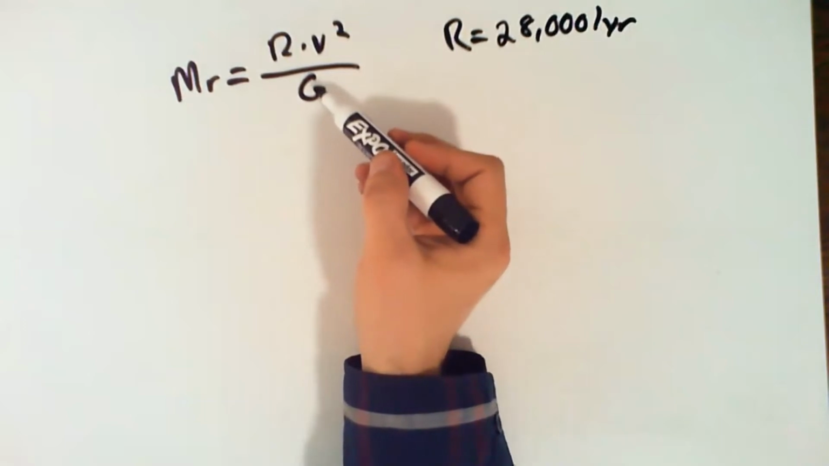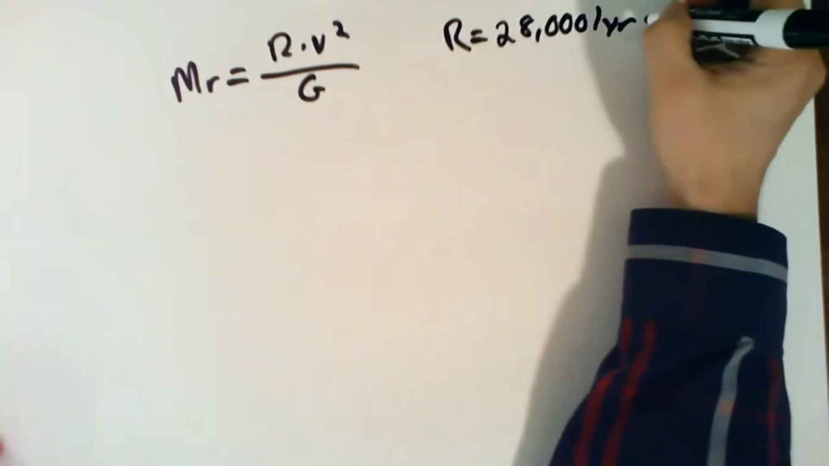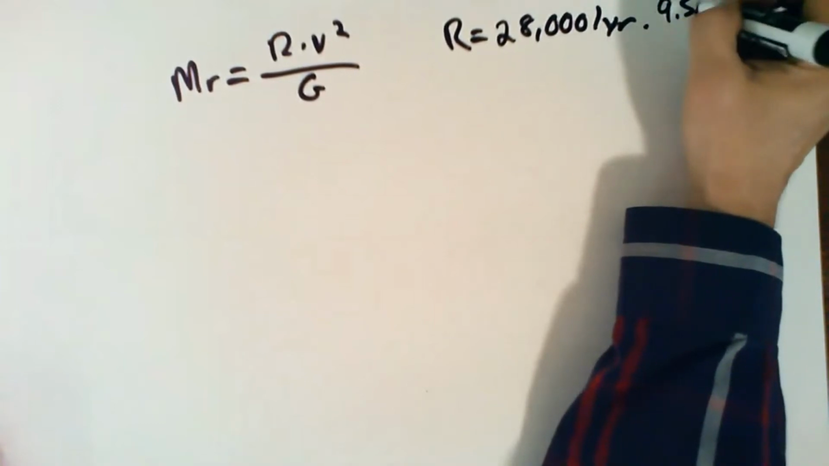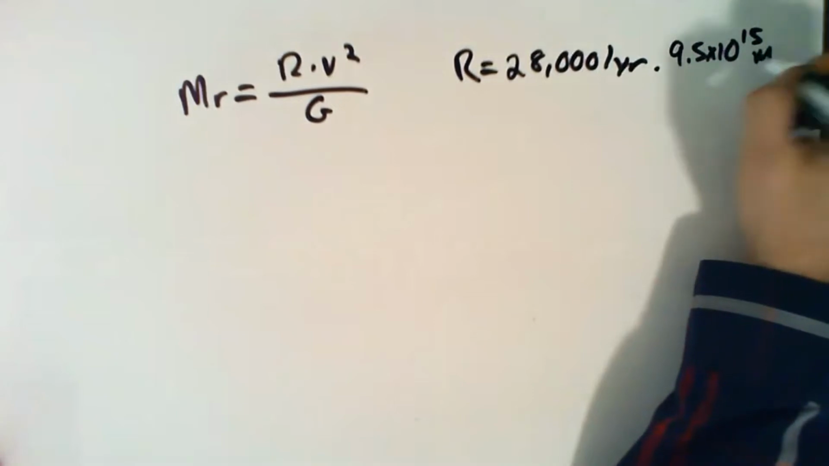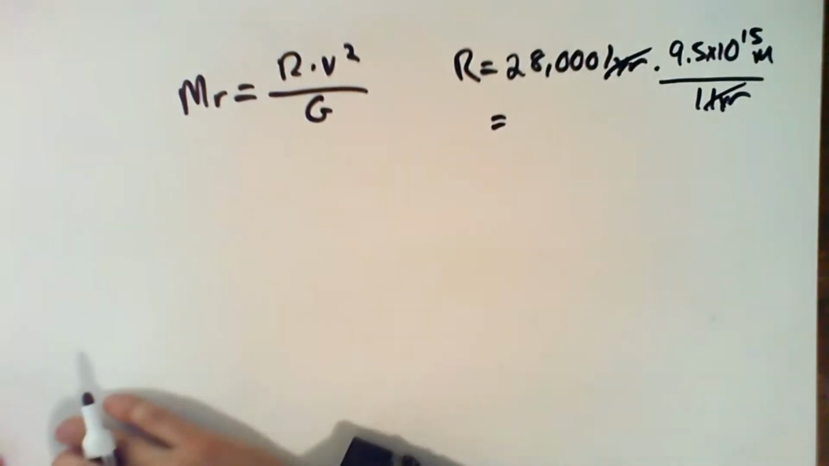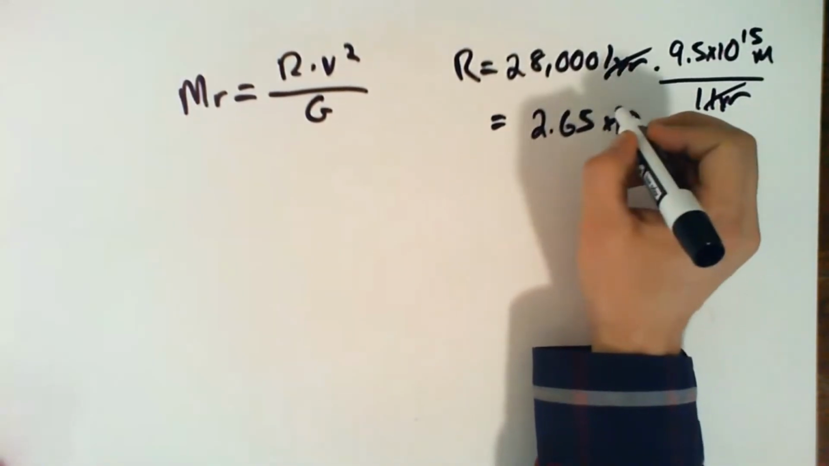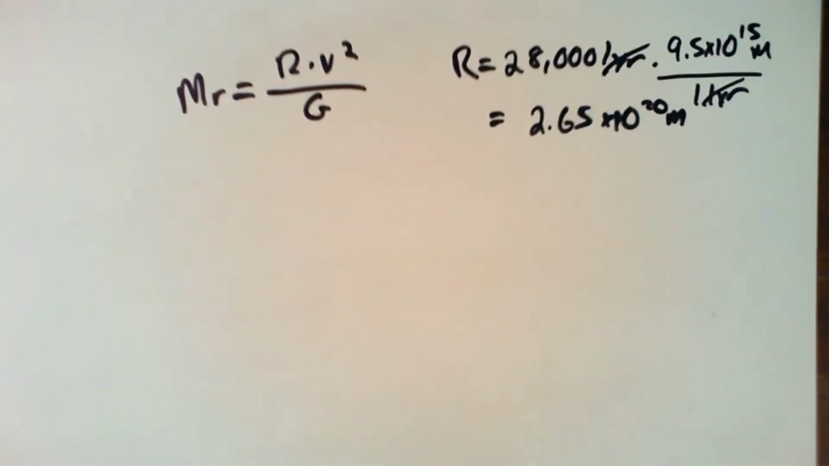Now, G is going to have units of meters and seconds and kilograms, so light year is not a good unit here. We're really going to need meters. So I happen to know that there are 9.5 or so times 10 to the 15 meters in 1 light year. And so I can multiply that by that, light years go away, and I'm left with meters. If I multiply 28,000 by 9.5 times 10 to the 15, I get something like 2.65 times 10 to the 20 meters. That's a big number. But a meter is rather small and the galaxy is rather large, so it shouldn't be too surprising that that's where we are.